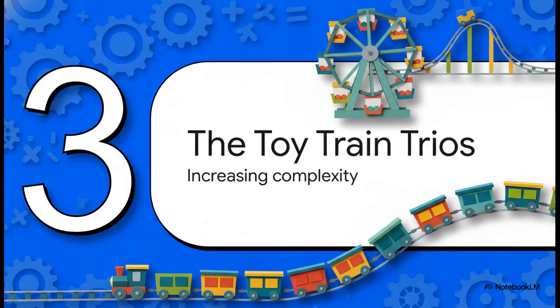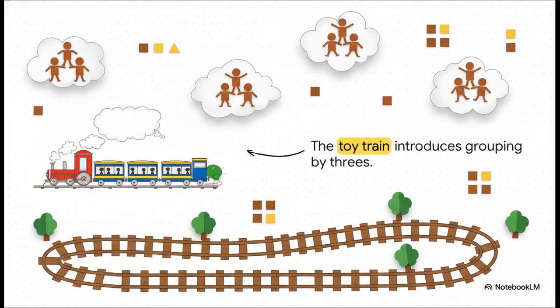Next up, Section 3, the toy train trios. Now we're moving to the next attraction, and the instructional design here cleverly increases the cognitive load. We're looking at groups of kids in each section of this fun toy train. The grouping size has just officially leveled up, from pairs of twos on the carousel to trios of threes. So the complexity ramps up, sure, but to the kid, it feels like just another fun ride at the park.